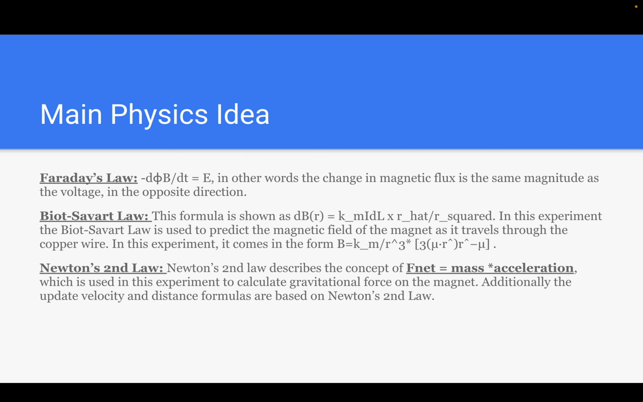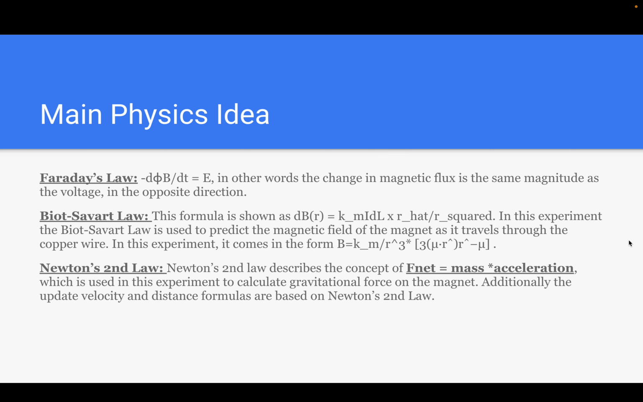So the main physics ideas in this lab were Faraday's law, Biot-Savart law, and Newton's second law. Faraday's law describes that the negative change in flux over time is equal to voltage, and this is seen in the code. Biot-Savart law is shown here with its formula, and in this experiment it's used to predict the magnetic field of the magnet as it travels through the copper wire. It comes in this form in the code as well.